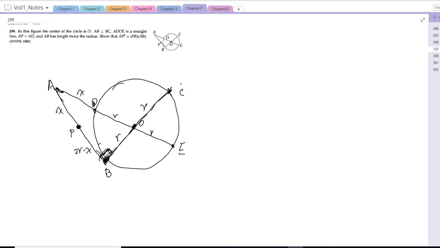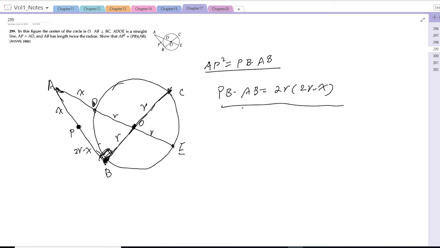We want to show the AP squared is equal to the PB times the AB. Okay, let's see what is the PB times AB, okay? So PB times AB is equal to 2R times 2R minus X. Okay, so we want to prove that X squared is equal to this, right?